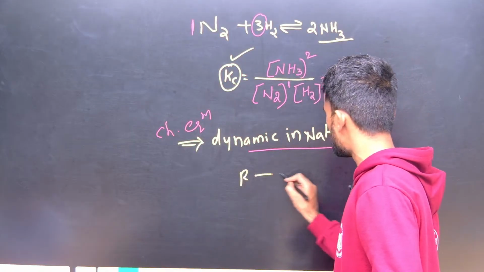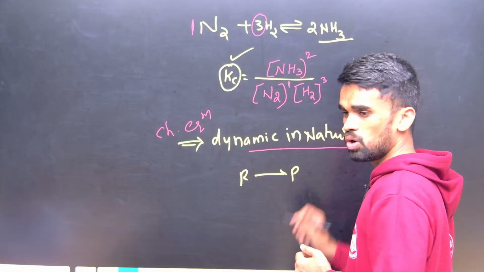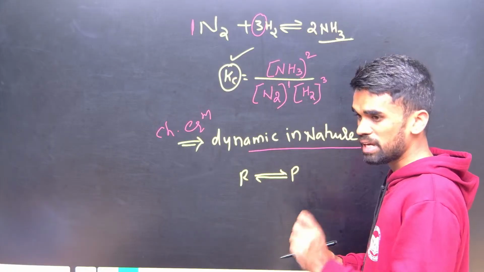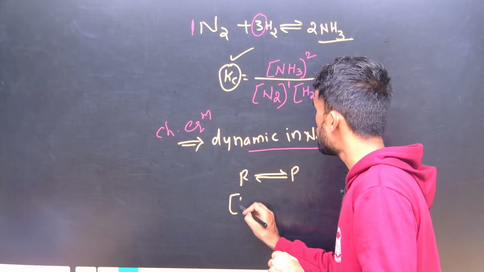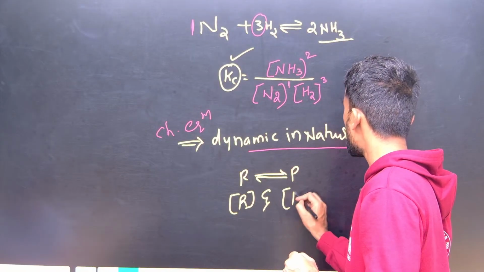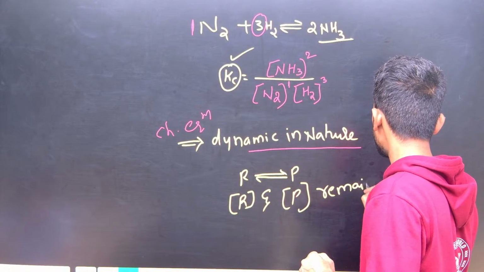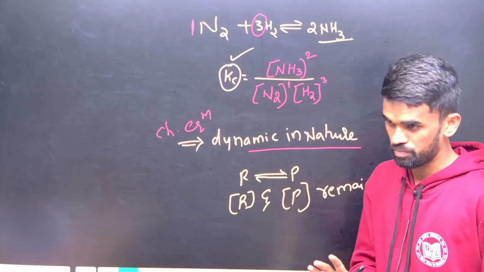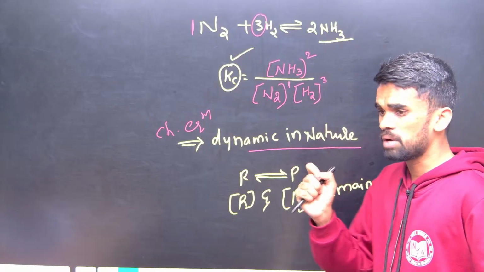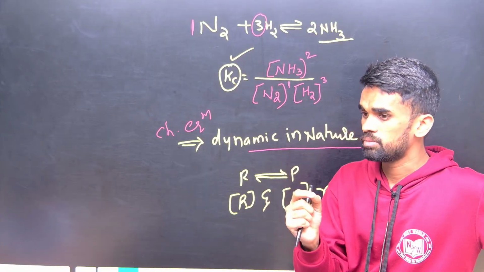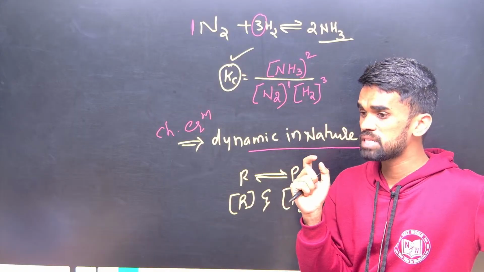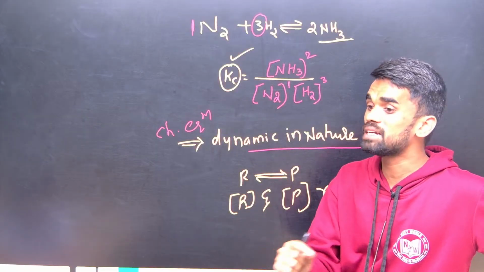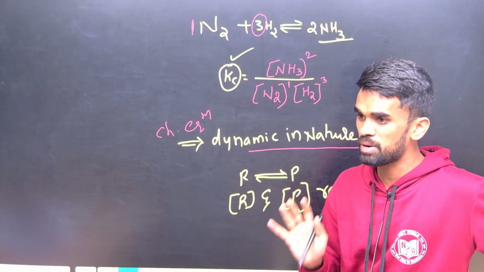reactants keep on converting into products. And similarly, products also keep on converting into reactants. It means at the equilibrium state, the concentration of reactant and the concentration of product remain constant. I am not saying same, they remain constant. They may or may not be the same. So if you say at equilibrium the concentrations of reactants and products are the same, that will be a wrong statement. What I am saying is, at the equilibrium state the concentrations of reactant and product remain constant but may or may not be the same. That depends upon the individual reaction.